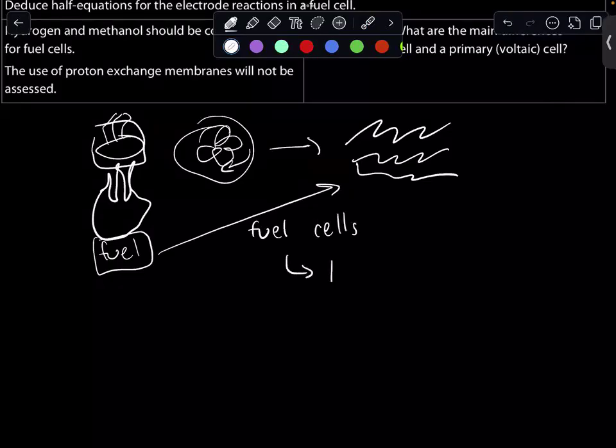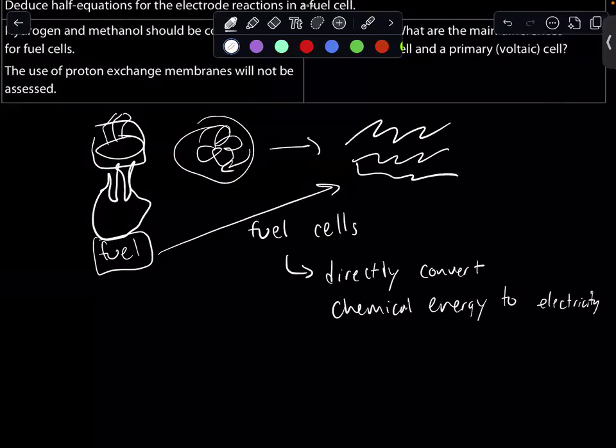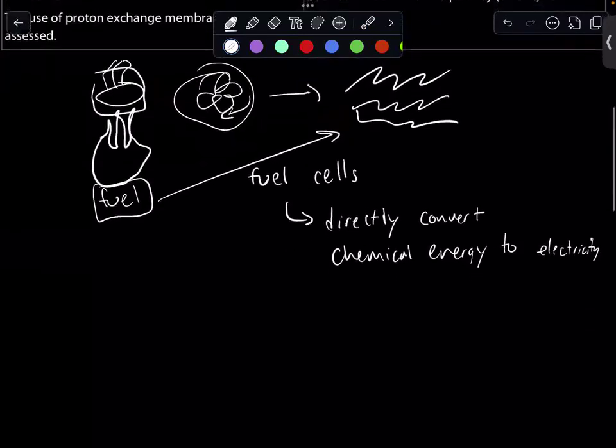Fuel cells directly convert chemical energy to electricity. They're being a lot more popular nowadays. They're a lot more common, but they take a bit of requirements to get going.